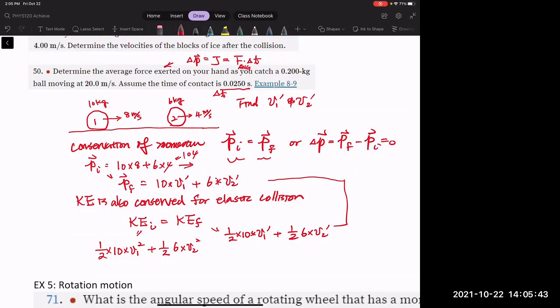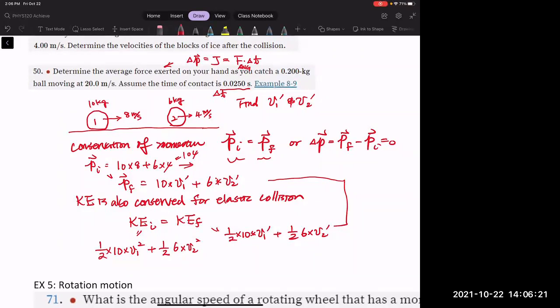So what is the change of momentum? At the beginning, the ball is moving at 20 meters per second. But when you touch it, there's no velocity, and then you have the force and also the time of the contact. Then the final momentum will be equal to 0. Initial momentum will be just the mass times the velocity.